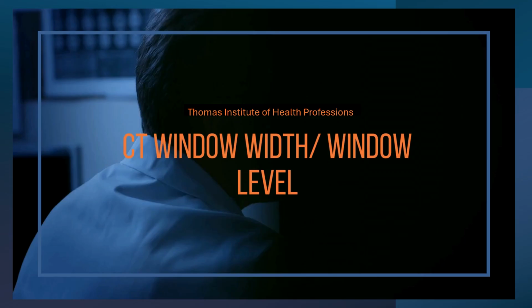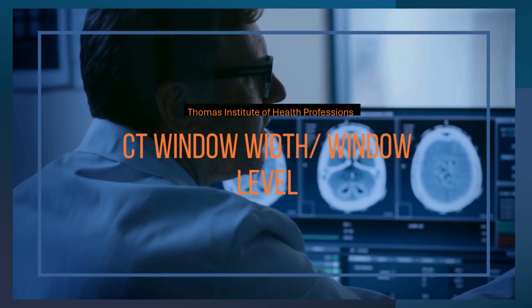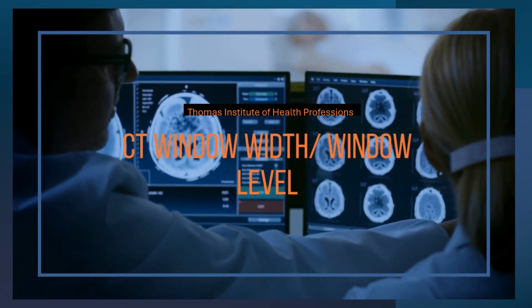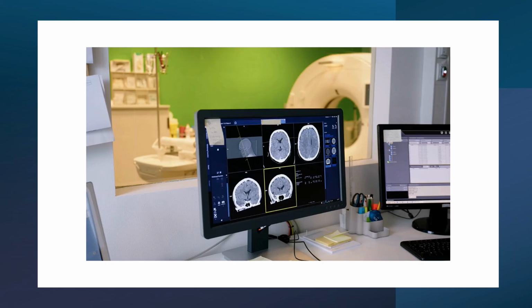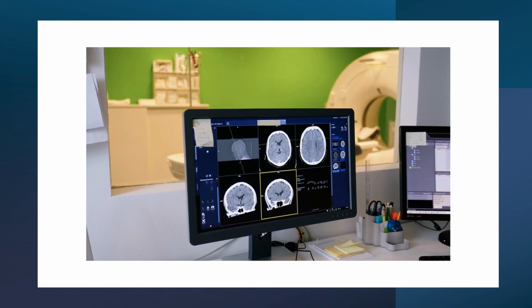Have you ever looked at a CT scan and noticed how the same image can look completely different? Sometimes bone is bright, sometimes tissue stands out. The secret isn't the scan, it's how you adjust your window width and window level. In this lesson, I'll break it down so it finally makes sense.